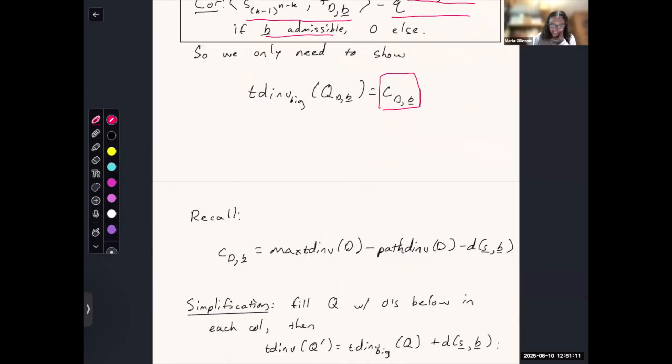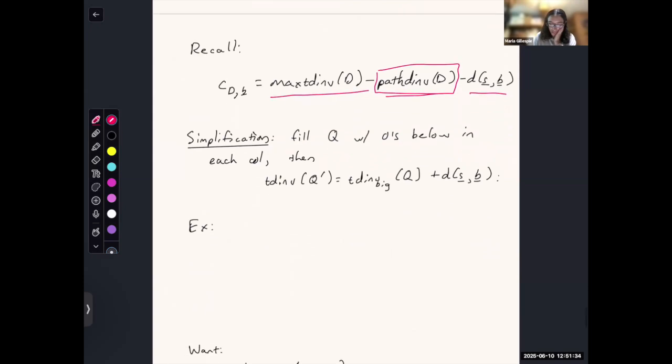Because what is this CDB? It's this max T-div of D minus path div of D minus DSB. So we had to somehow relate this path div to this T-div, which maybe could possibly answer Monica's question that she asked last time about what this path div is. I still don't know what path div is, but at least we can relate it to T-div somehow now. But to do so was actually very tricky. I only have 9 more minutes, so let me see what I can summarize here. I only plan to summarize this anyway. But let me just do the first simplification.